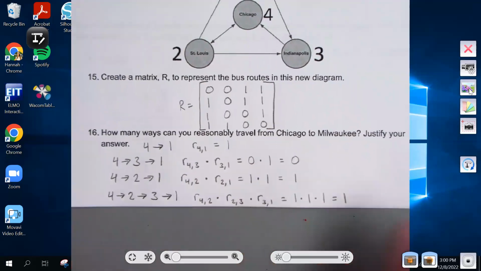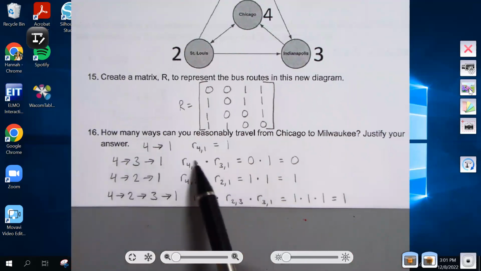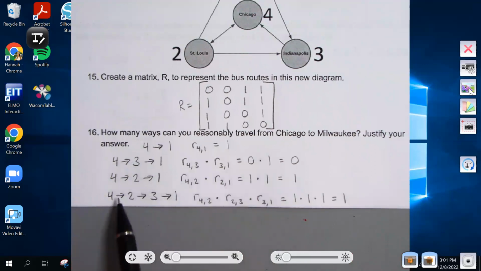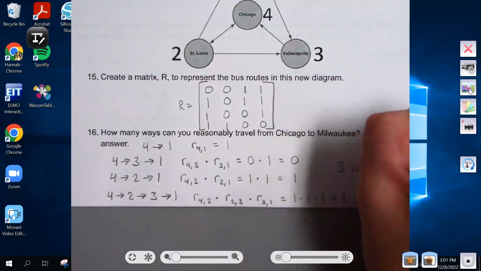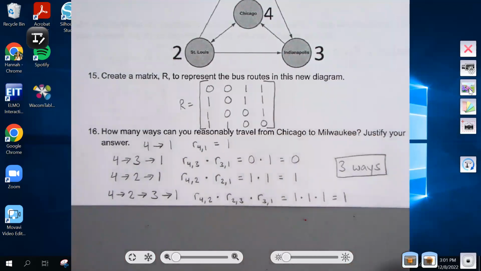Okay, so in my thought process, like I said, I used 4 to 3 to 1, but I ended up finding out that there's not a route from 4 to 3. So here, my next one would have been, I would have gone 4 to 3 to 2 to 1. I would have switched these two inside numbers. But since I already found out by my previous work that you can't go from 4 to 3, I'm not even going to write that one. Okay, so if we add up our total, there is a total of 3 ways you can reasonably travel from Chicago to Milwaukee. So, like I said, however you can show me and justify your answer is fine.